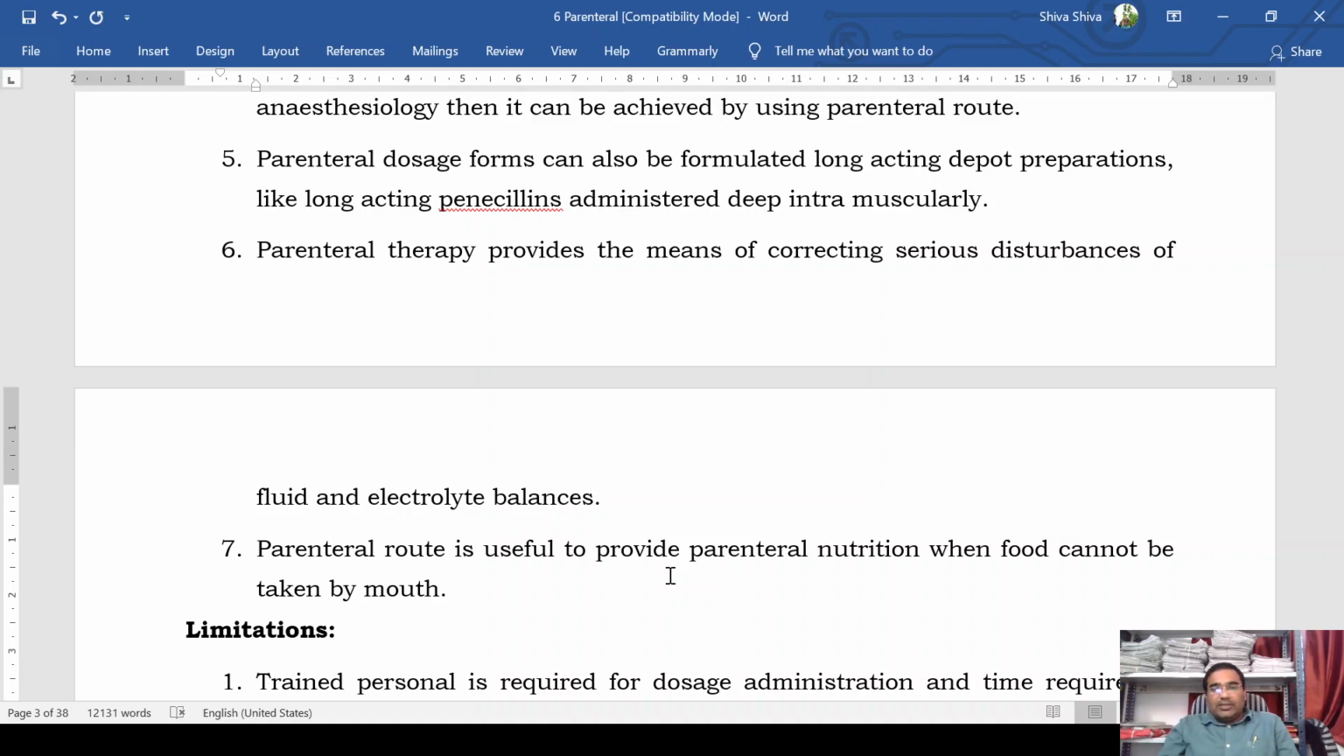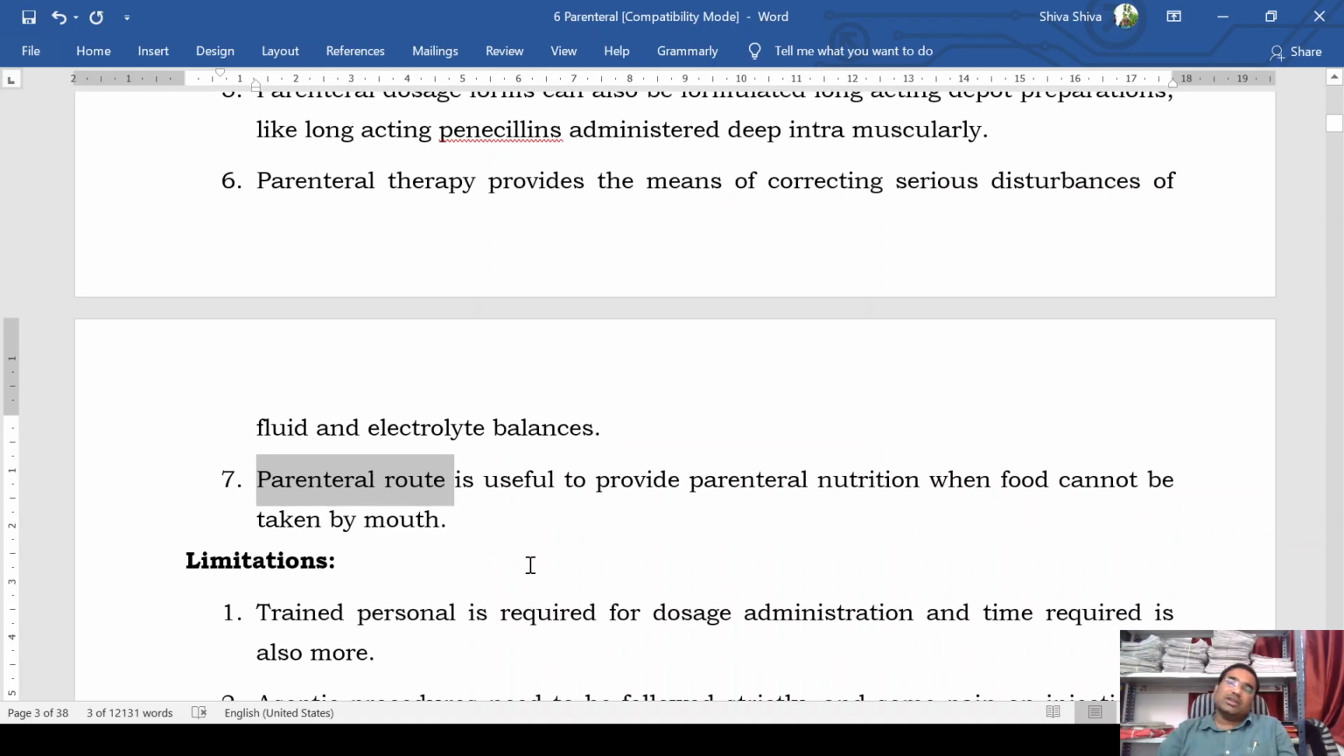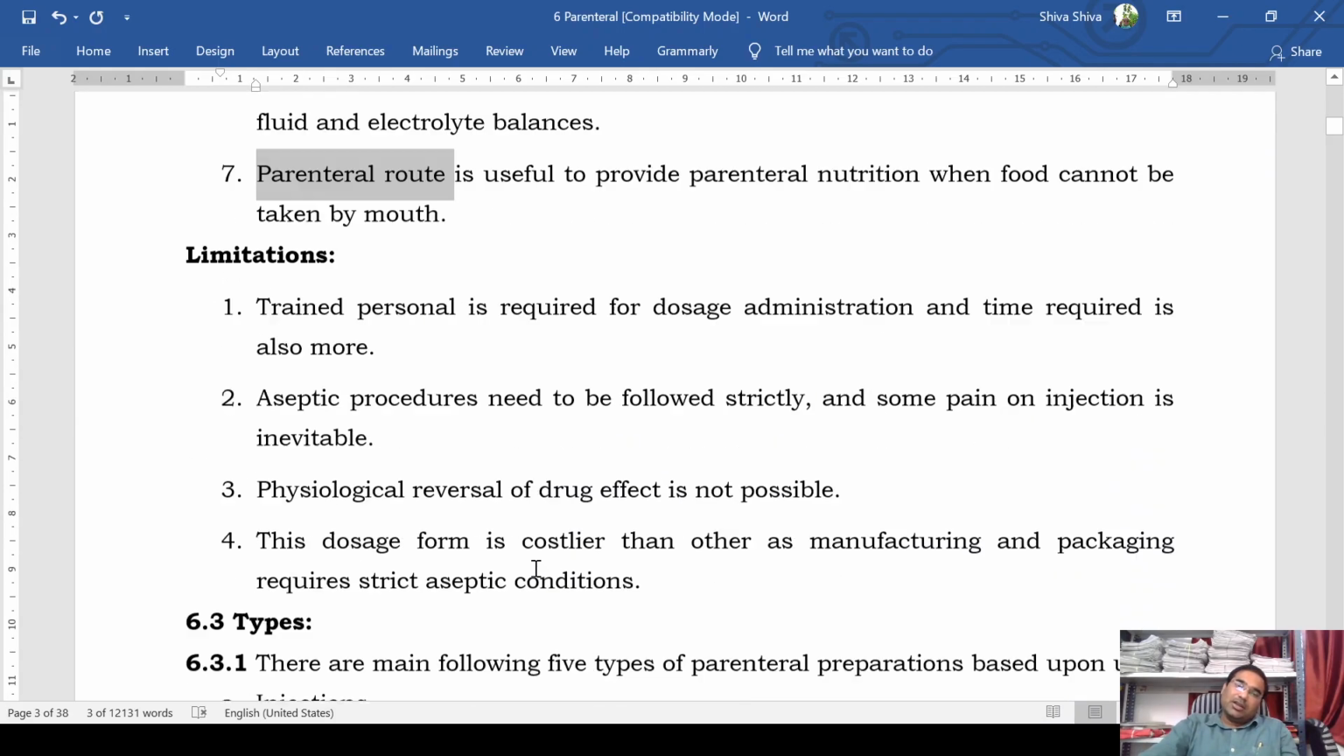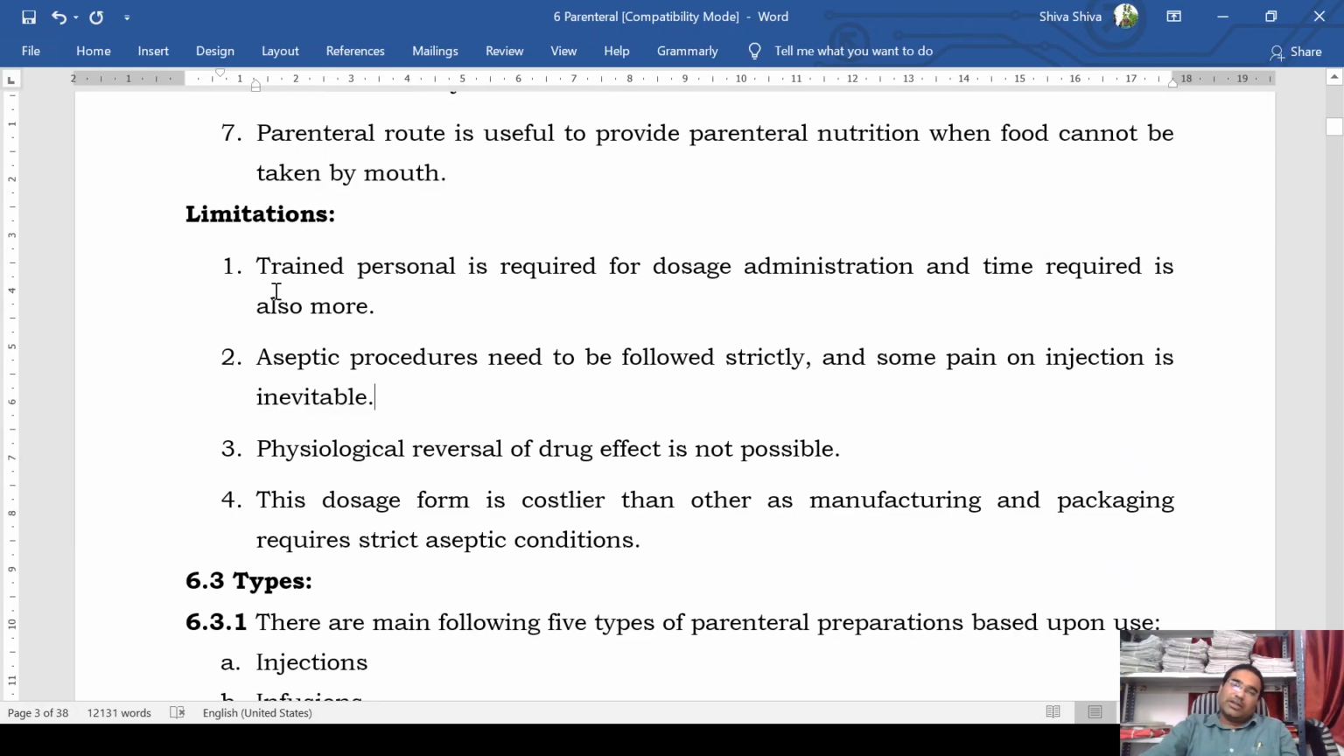The next advantage: the parenteral route is useful for parenteral nutrition when food cannot be taken by mouth. TPN, that is total parenteral nutrition, is given through the parenteral route if a patient is not taking food through the mouth. If a patient is unconscious, he or she cannot take food through the mouth. In such a case, that food can be administered through the parenteral route. So these are some advantages. Now we have to see limitations or disadvantages.